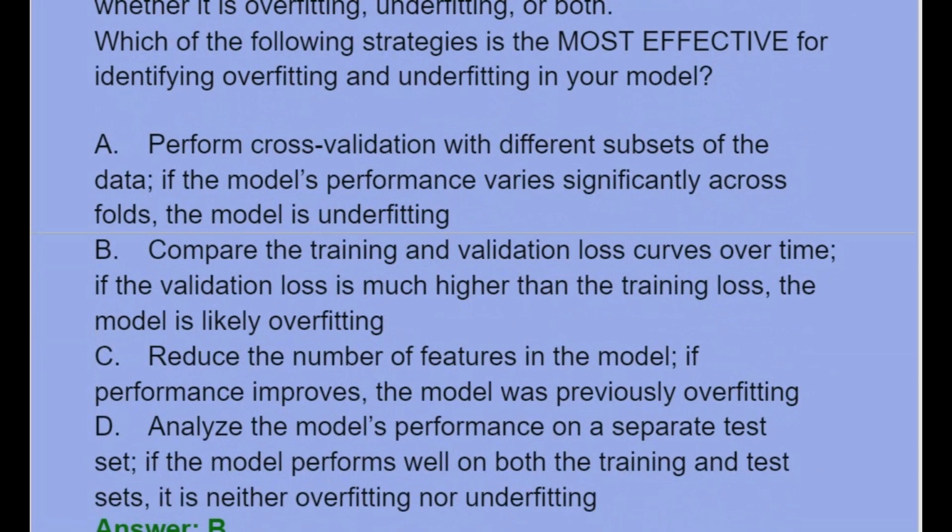Which of the following strategies is the most effective for identifying overfitting and underfitting in your model? Option A, perform cross-validation with different subsets of the data. If the model's performance varies significantly across folds, the model is underfitting. Option B, compare the training and validation loss curves over time. If the validation loss is much higher than the training loss, the model is likely overfitting. Option C, reduce the number of features in the model. If performance improves, the model was previously overfitting.